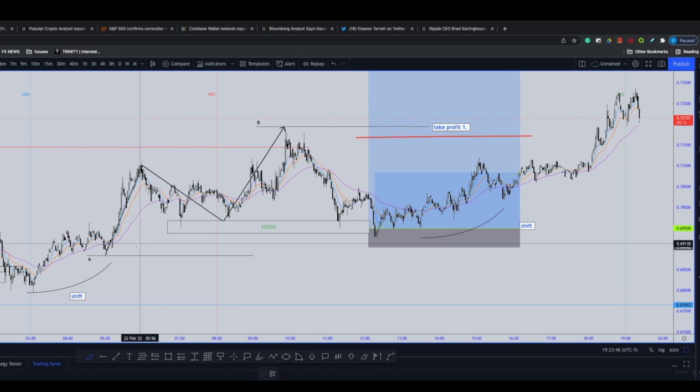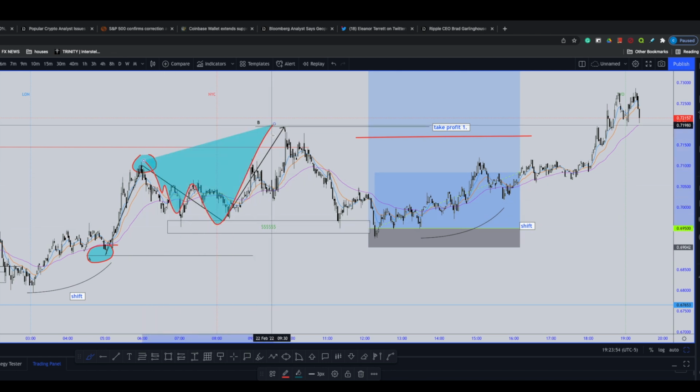But anyways, we see a new A to B move here, but the market retraces and then breaks structure. So this A to B move was not done moving.